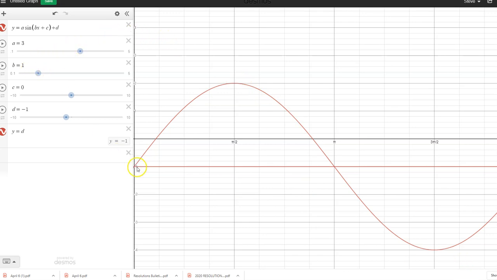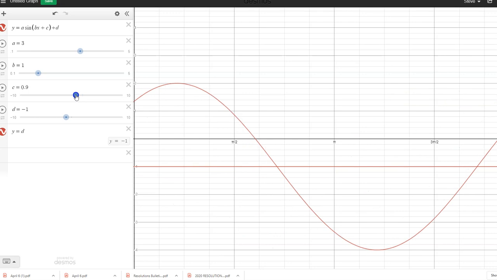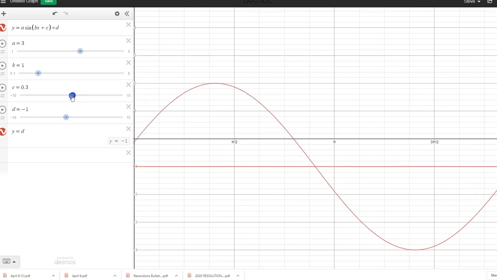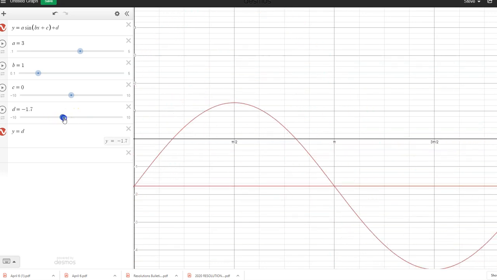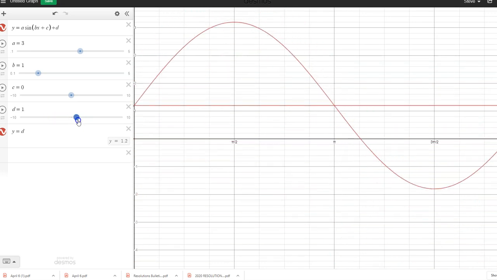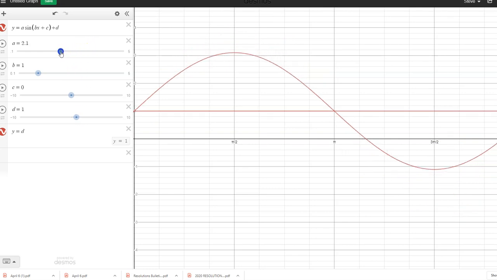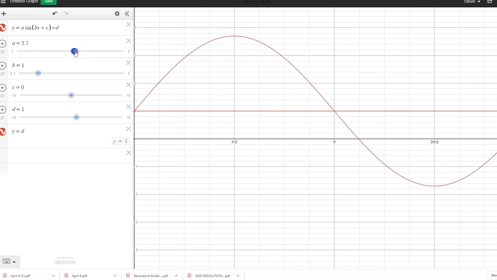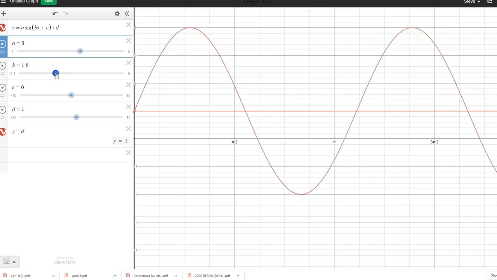Whereas the midline is halfway between max and min. The b value is 1, so our period here is 2 pi, and there's no phase shift. The c value will shift the graph to the left or to the right, and the d value moves the graph up or down. In this case, it's up 1 unit. The a value changes the amplitude, which is the distance from the midline to the max or the min, whereas the b value changes the period.